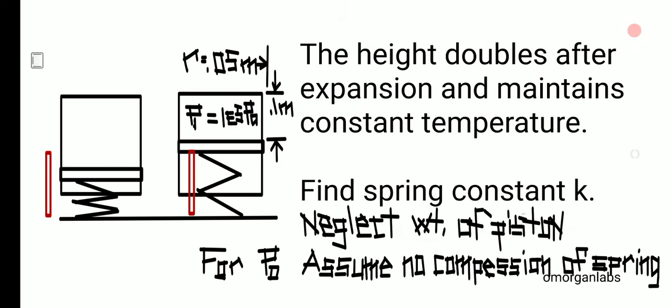Additionally, we'll say that the height doubles after expansion, right? And then you maintain a constant temperature. Find the spring constant. We're going to neglect the weight of the piston. We're going to assume for P0, you're just going to say P1, the initial pressure, P1. We assume no compression of the spring.